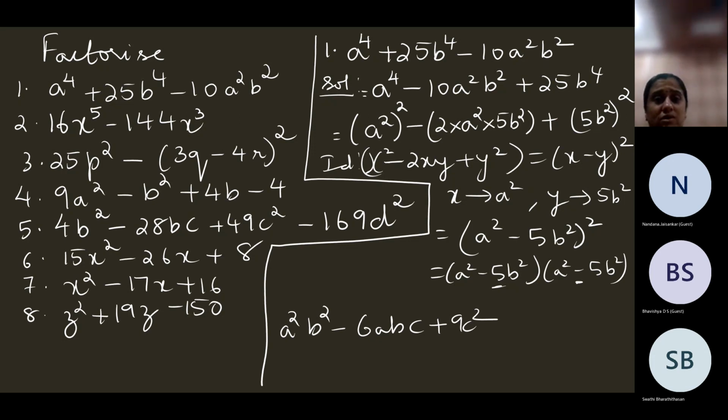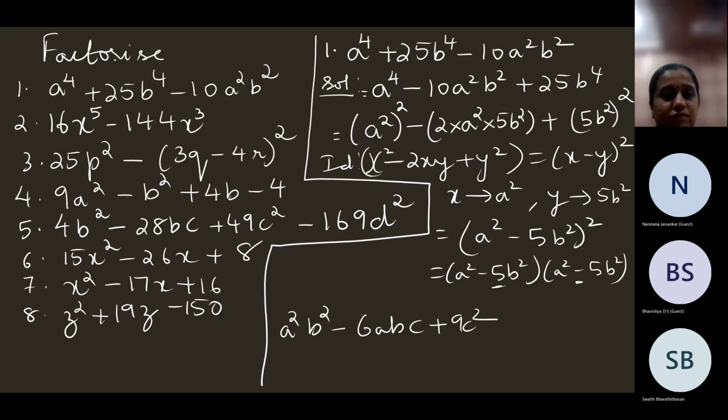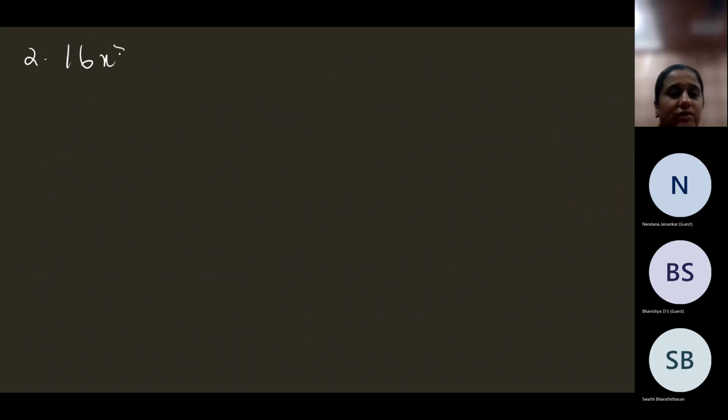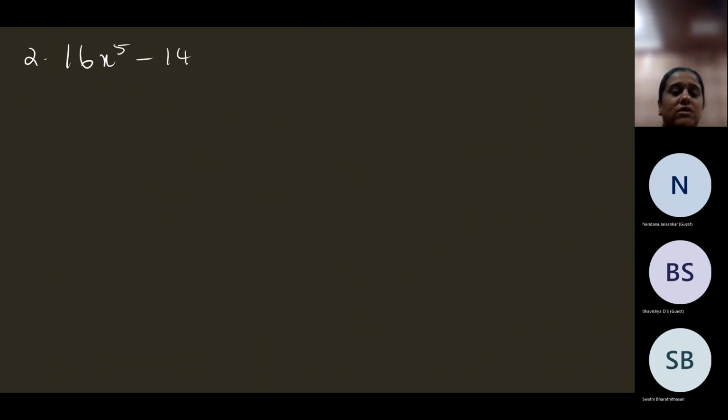Done? Don't work now. Done, children? Yes, ma'am. Just write down the question. You can try it later. So the next one is 16 x to the power 5. Listen to this. Don't work that one. I'll give you time for that. Minus 144 x cubed.